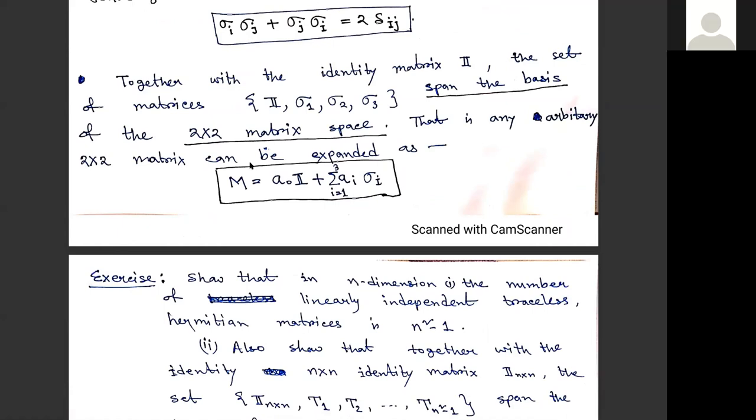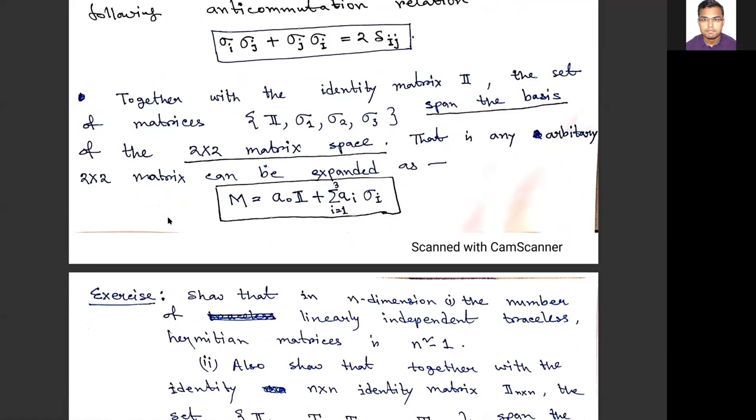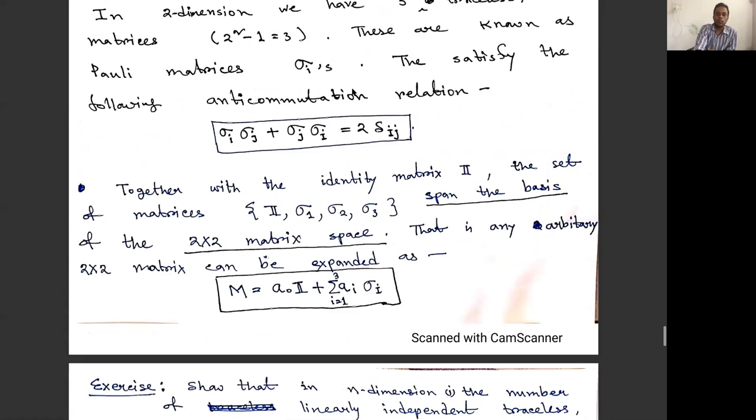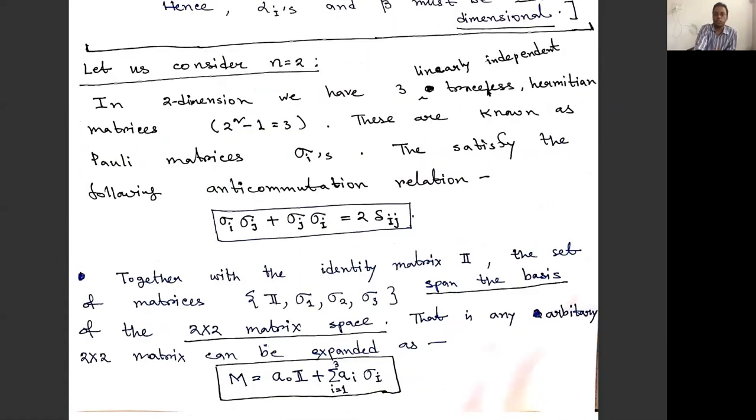4 in 2 dimensions. 4 linearly independent Hermitian matrices, right? Yeah, that's the correct statement. And if you put the traceless condition, you reduce the number by 1. So basically it's 2 square minus 1. So there are 3 linearly independent traceless Hermitian matrices, and these are normally the Pauli matrices.